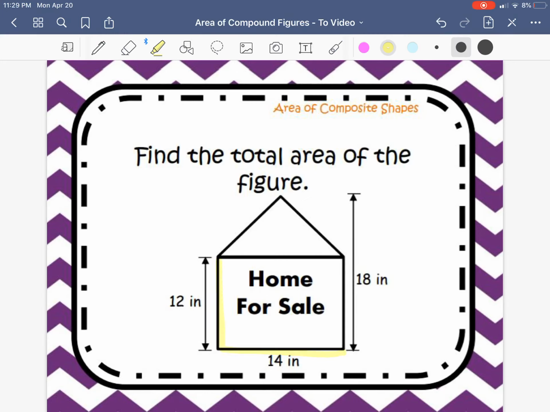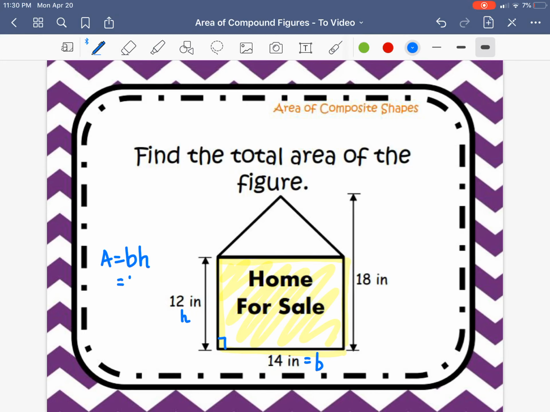Here we have our rectangle, and we know that to find the area of a rectangle, we need to do base times height. So we need to look in this yellow shape that I highlighted and find the base and the height. Remember, the base and the height always have to make a right angle. So here's our right angle, which means 14 is our base of the rectangle and 12 is the height of the rectangle. So now let's substitute those dimensions into our formula.